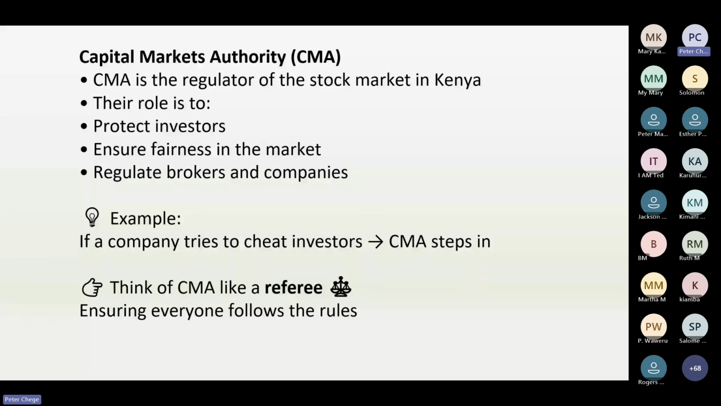So CMA, they are there to protect you. And also ensure fairness, and that's why they have already asked NSE to have their own surveillance team to check the market. They also regulate the brokers and the listed companies. Why? Because the broker is the one who is holding your cash. The companies, through the registrar, are the ones who hold your dividends.